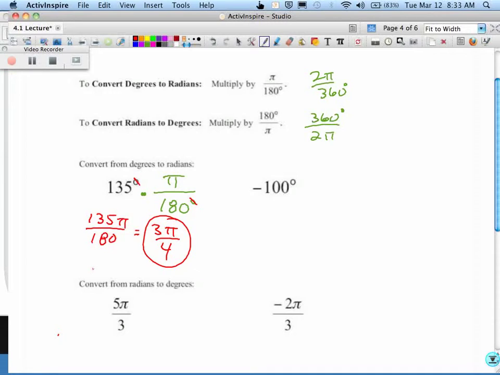Most of you probably won't convert from degrees to radians though. But times pi over 180. Literally, I'm thinking about getting rid of that degree bubble. What does 100 over 180 simplify down to? Negative 5/9. Negative 5/9, and then you have pi back up there. Pretty slick, right?